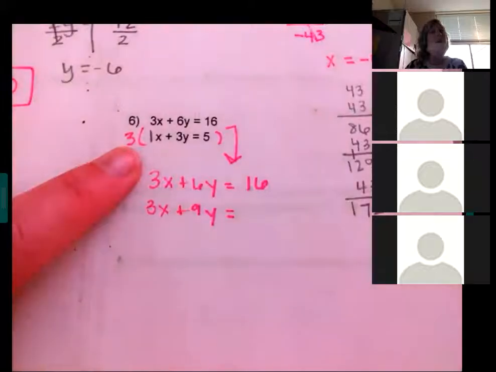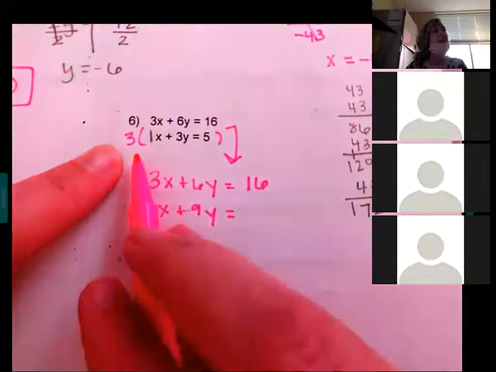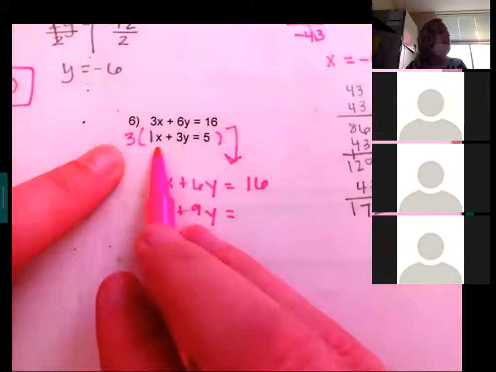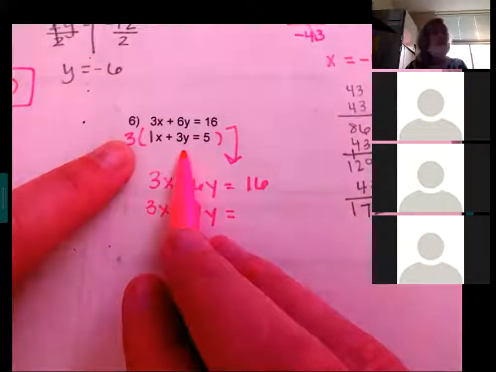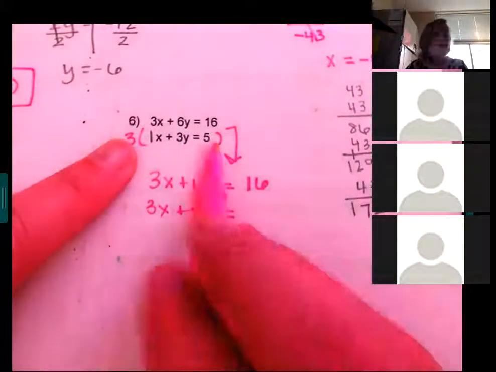Ooh, good. Hang on though. Don't jump ahead of me. So I'm multiplying everything by 3, y'all. Do y'all agree that's 3x? Do you all agree that's 9y? What's 3 times 5? 15.